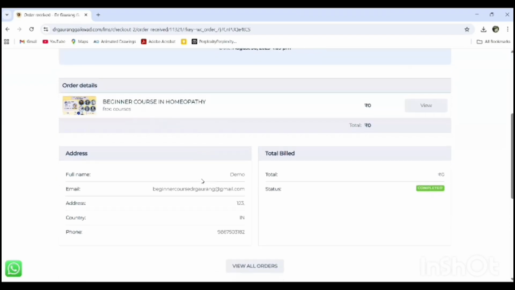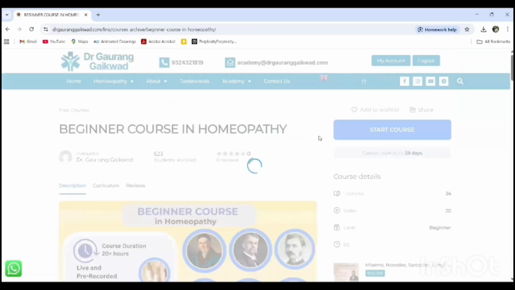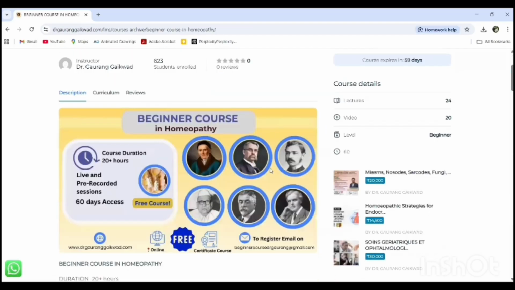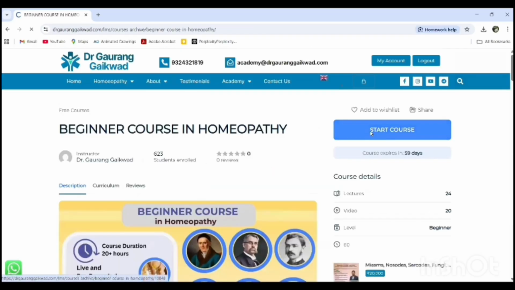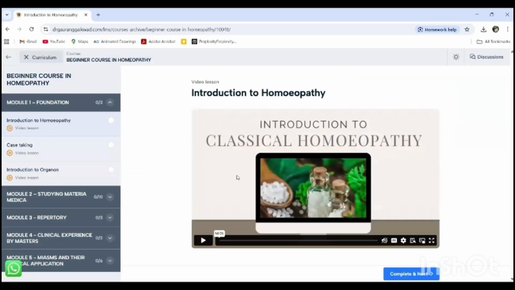Once you have the course here, you have to go on the view option, which is there on the right hand side. Here we are. We can just start the course by clicking on this option on the right side, and you're directed to the video lectures.